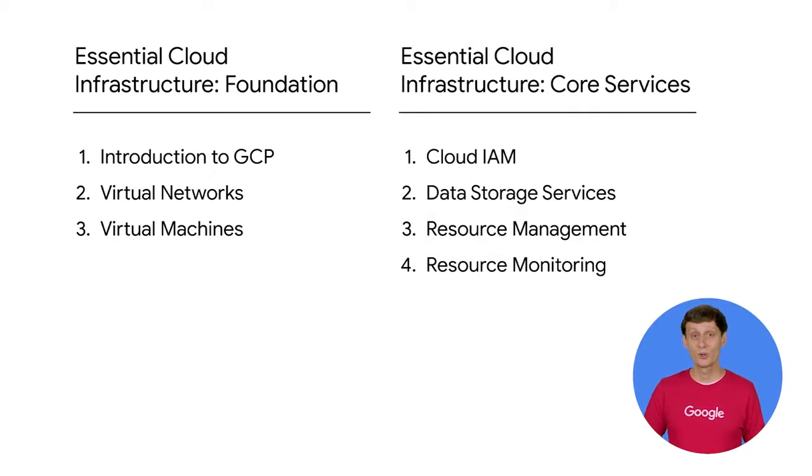Essential Cloud Infrastructure Core Services is the second course of this series. In that course, we start by talking about Cloud IAM, and you will administer identity and access management for resources. Next, we'll cover the different data storage services in GCP, and you will implement some of those services. Then we'll go over resource management, where you will manage and examine billing of GCP resources. Lastly, we'll talk about resource monitoring, and you will monitor GCP resources using Stackdriver services.